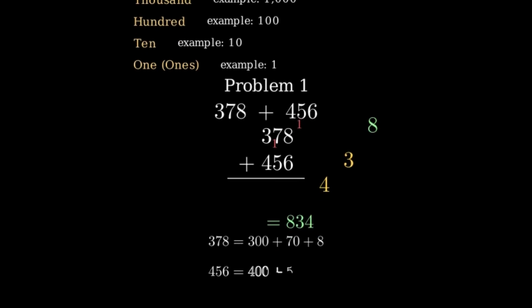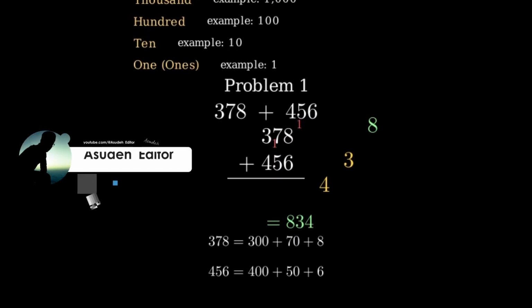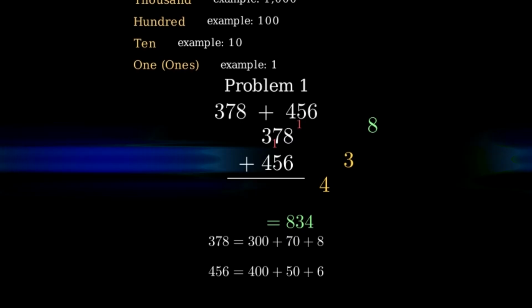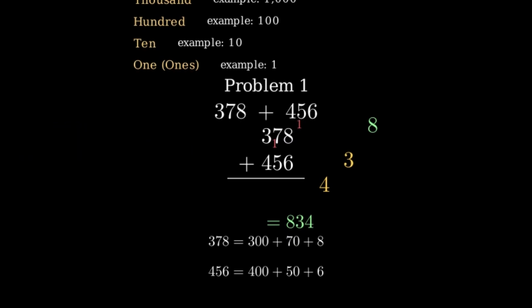Method 2. Expanded form, where we split each number into hundreds, tens, and ones, then add like place values. Write 378 as 300 plus 70 plus 8. Write 456 as 400 plus 50 plus 6. Now add hundreds. 300 plus 400 equals 700. Add tens. 70 plus 50 equals 120. Add ones. 8 plus 6 equals 14.